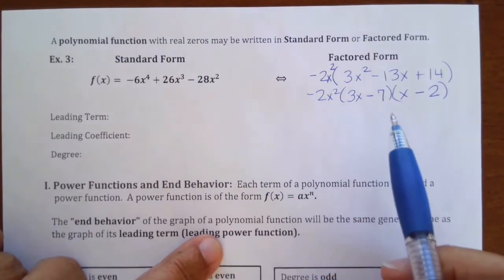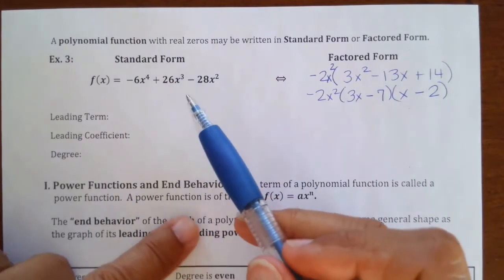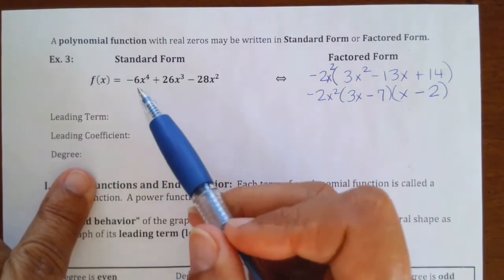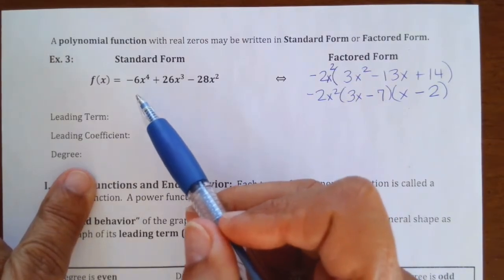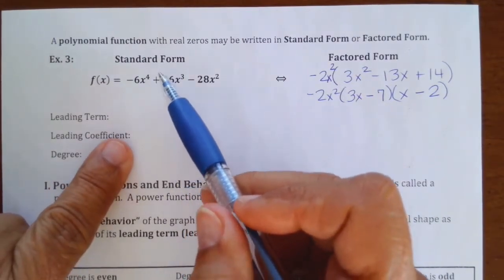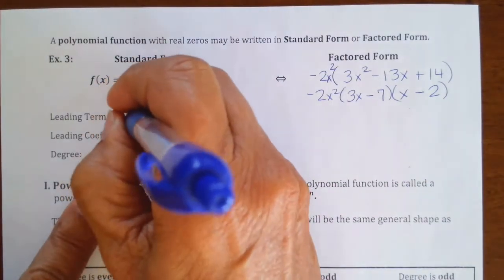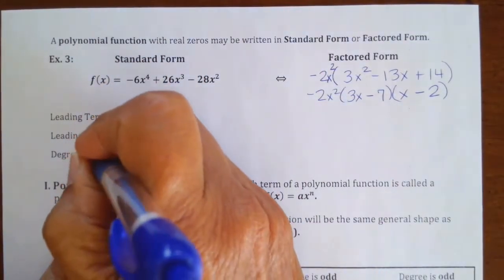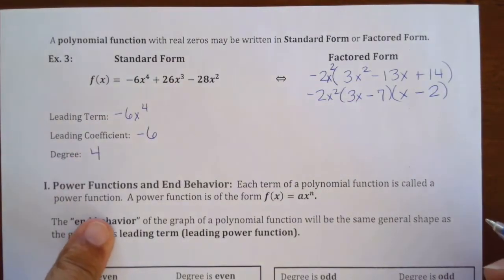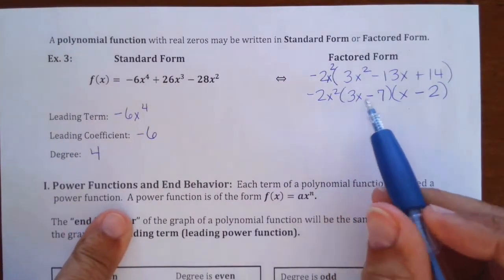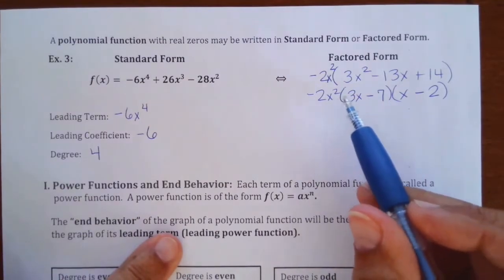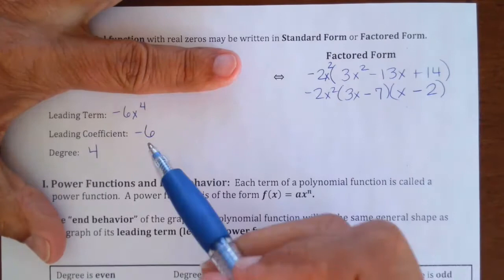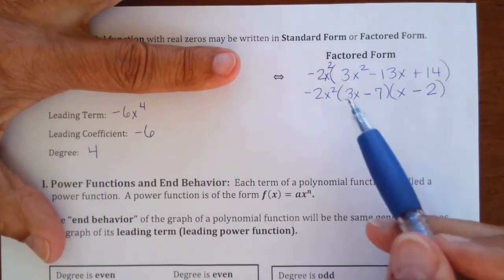So they look a lot different, same problem. Obviously, to find the leading term, the leading coefficient, and the degree, this is the easiest way, okay? So the leading term, the highest power, would be negative 6x to the fourth. The leading coefficient would be negative 6, and the degree would be 4. Now, if you have a problem this way, which we're going to do a few of in a minute, but let's just say you don't have this over here, and you're asked these questions, where do I get those from here?